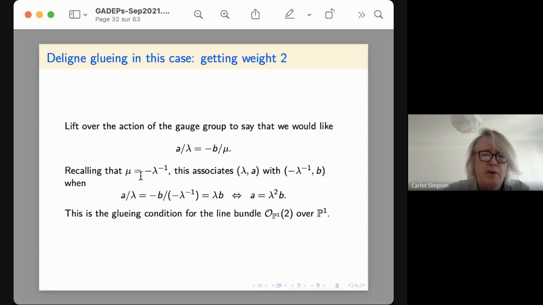And now we plug in mu equals minus lambda inverse. So that's going to tell us that (lambda, A) is going to associate to (minus lambda inverse, B) whenever A divided by lambda equals minus B divided by minus lambda inverse. But that's lambda times B. So that tells us A should be equal to lambda squared times B. And so if you think about it, that gives you exactly the gluing condition for the bundle O(2) over P1. It's O(2) because there's a lambda squared.